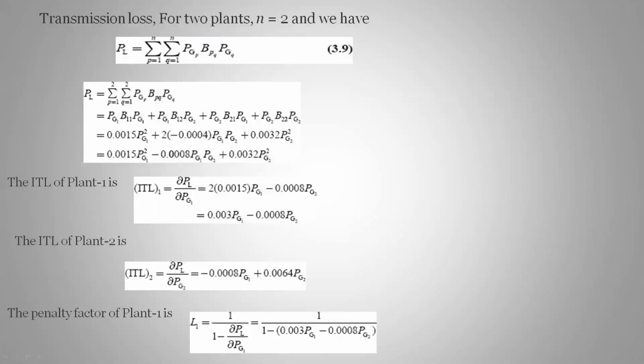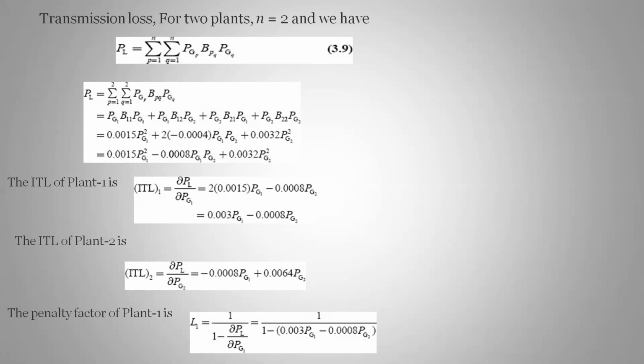Next, what is the transmission loss formula? Tell me, what is the transmission loss formula? The transmission power loss formula is sigma P equal to 1 to N, sigma Q equal to 1 to N, PGP, PGQ, BPQ. So this is the transmission loss formula. For two plants, N equal to 2. In the given problem there are only two power plants.